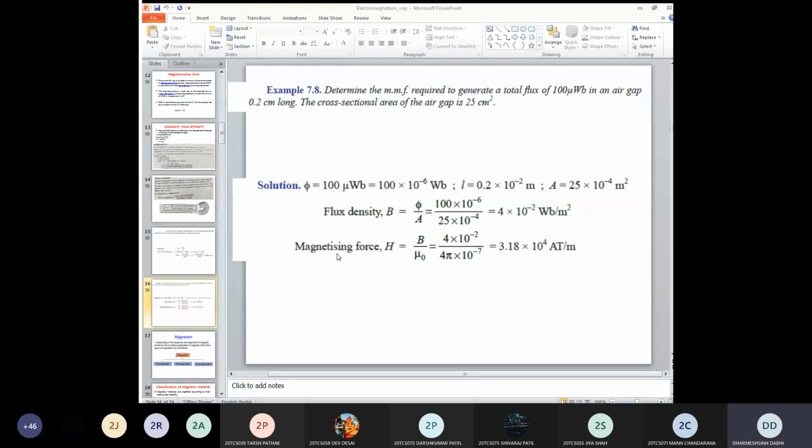Get it or not? You need here MMF, means ampere turns. So we first find out ampere turns per meter, means H, because we know H is equal to B upon nu zero. We already found B. Nu zero is constant, 4 pi into 10 raised to minus 7. So finally we can get the answer of MMF. MMF is 3.18 into 10 raised to 4 multiplied by length 0.2 into 10 raised to minus 2.